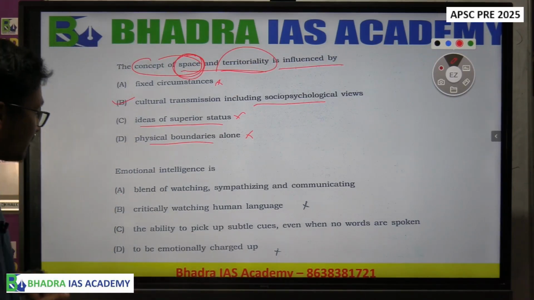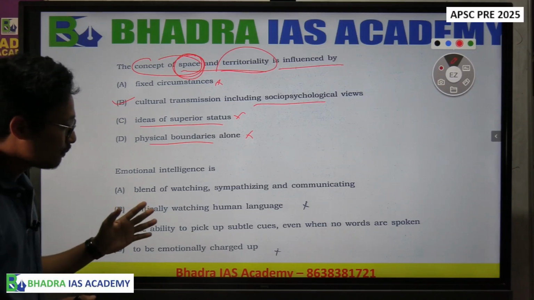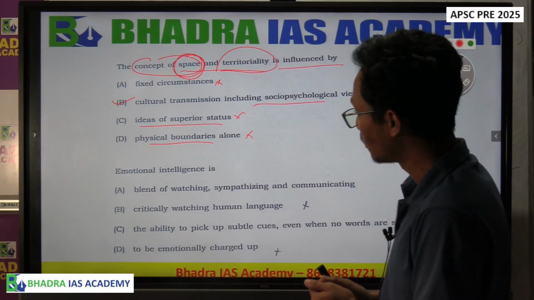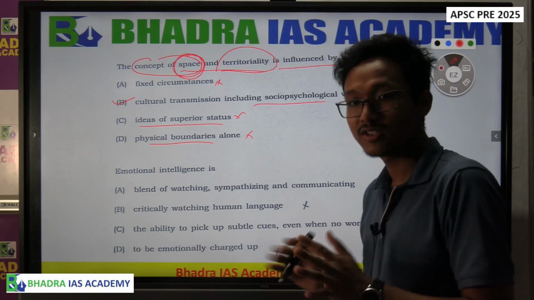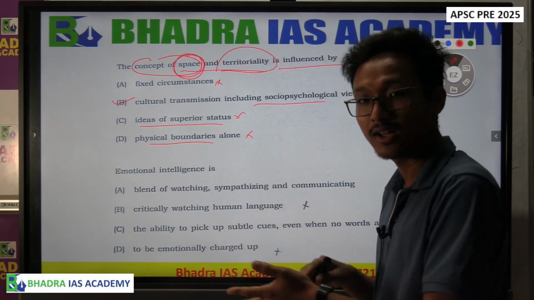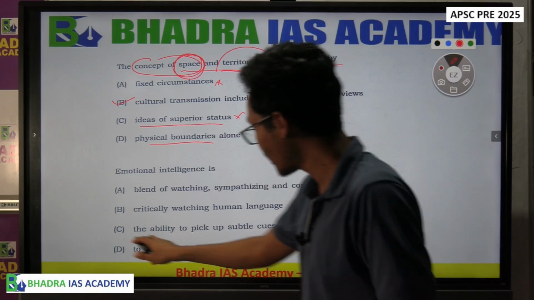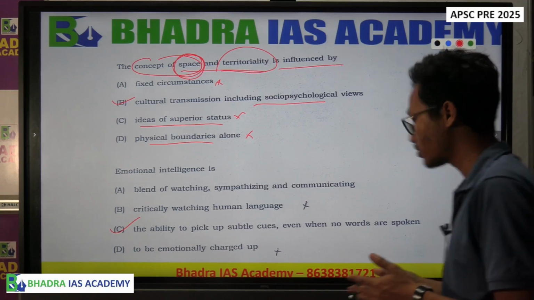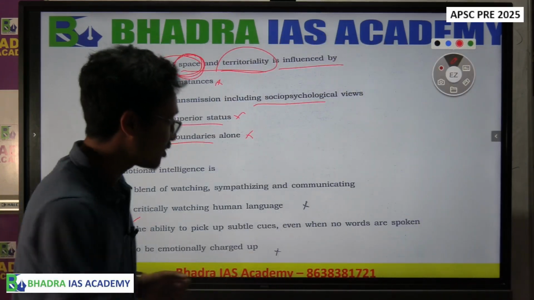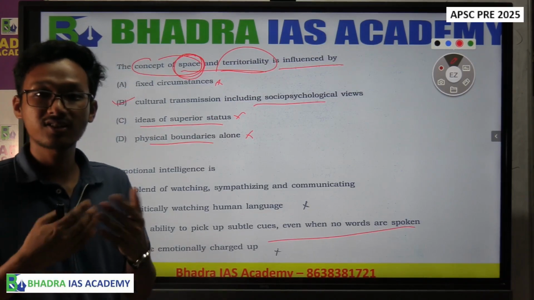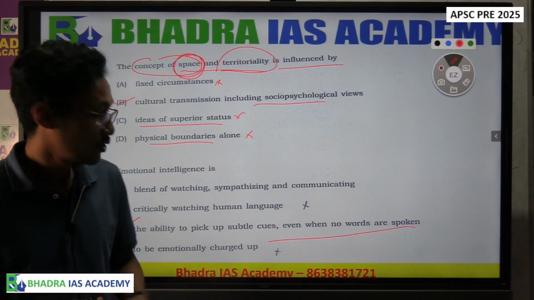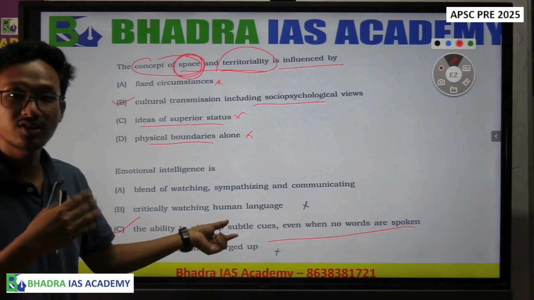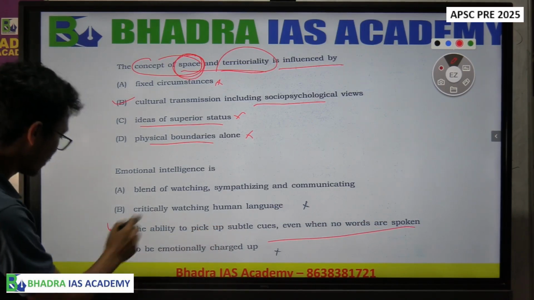Then emotional intelligence is the blend of watching, sympathizing and communication. So we discussed emotional intelligence in class, but here they have turned the question around. So your correct answer is this: the ability to pick up the subtle cues even when no words are spoken. So this is basically what we discussed, to understand the emotion of others. Even if the person does not say a word, or does not speak, we have to understand. Okay, so this is the correct option.